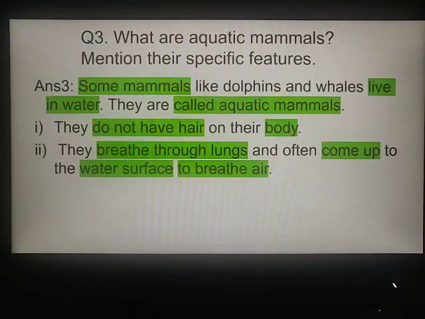Their body is completely hairless. And the second feature is they breathe through lungs. Because unlike other fish, they do not have gills to breathe. Instead of that, they have lungs. They often come up to the water surface to breathe. But how do they breathe?